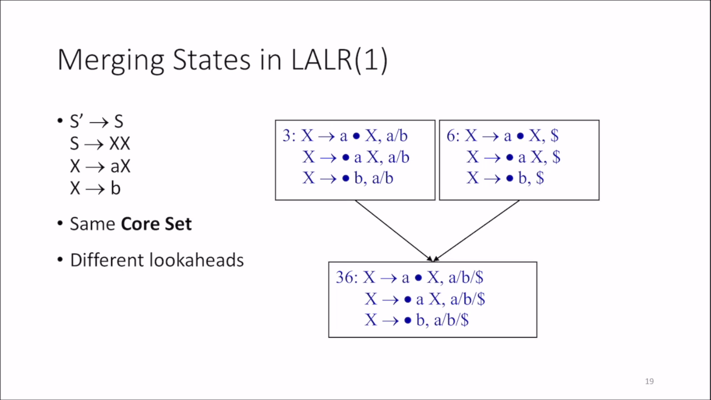The main idea is if I have two states, 3 and 6 here, and they are identical except for the look ahead. So the look ahead in each case is different. Then what we can do is merge these two states. So I'm just calling it the merger of 3 and 6, a new state where, if you look at the core set here, they are the same. It was just that the look aheads are different. So I'm merging each of the look aheads together to create a new state. So what used to need two states before, now you only need one state.